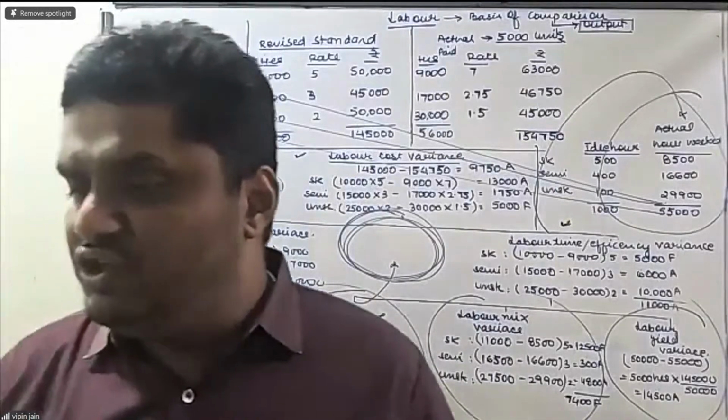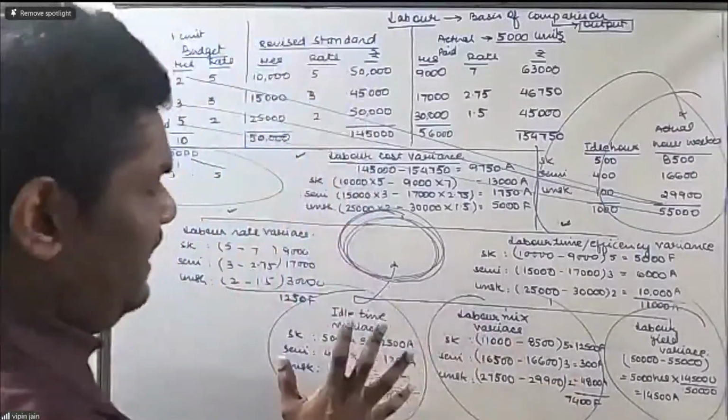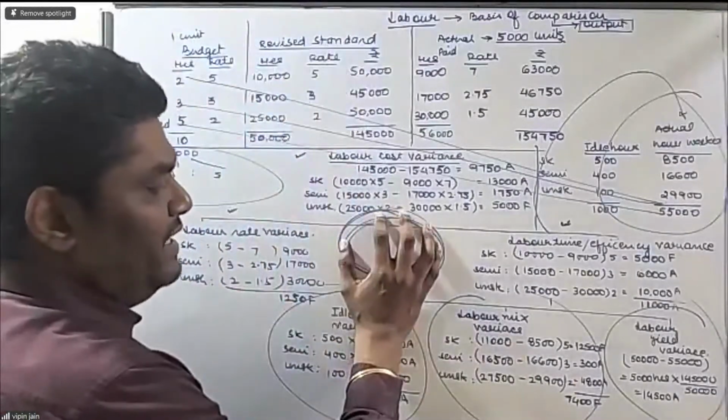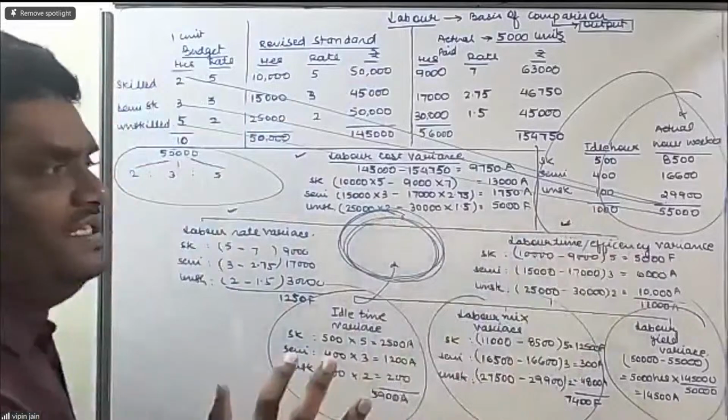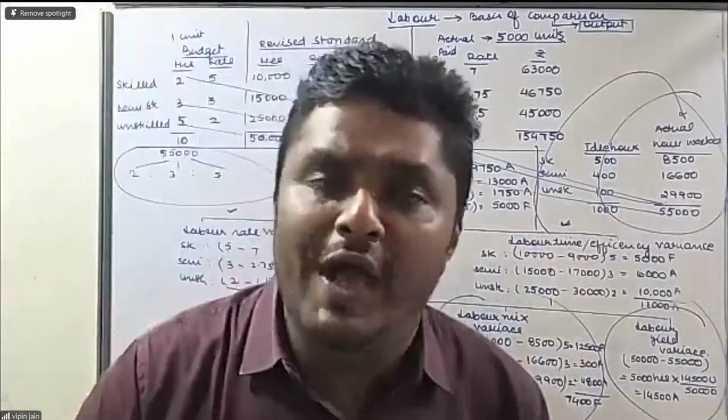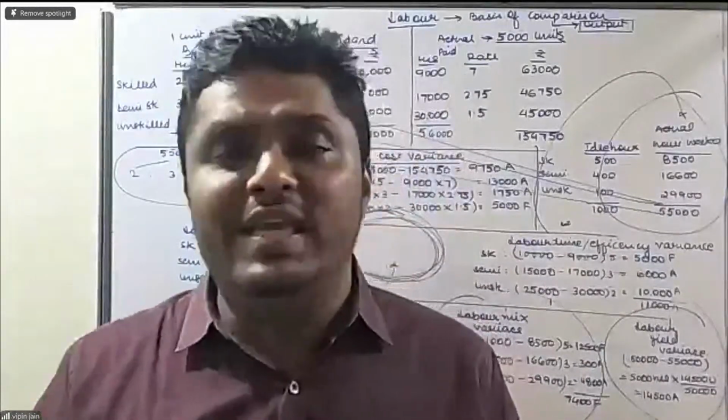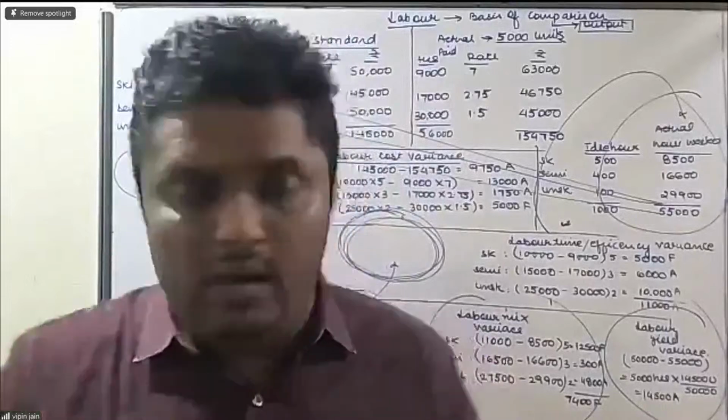That's what I'm saying. Just try it once. I repeat again, if we are placing idle time variance here, what will be the efficiency variance? In short, you have to calculate efficiency variance using actual hours worked. Waiting for your answers now.